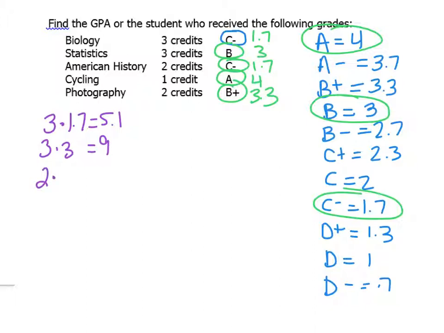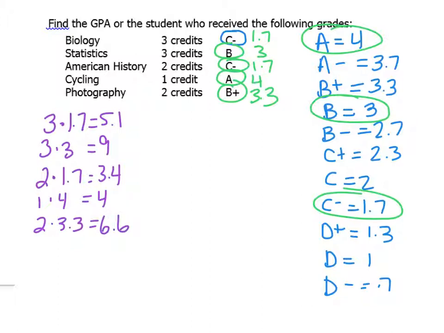American history was a 2-credit class, and they earned a 1.7. So 2 times 1.7 gives us 3.4 for that class. Cycling was a 1-credit class, and they earned 4 points in that class, so that gives us 4 for that one. And photography was a 2-credit class, and they earned 3.3. So 2 times 3.3 gives us 6.6.